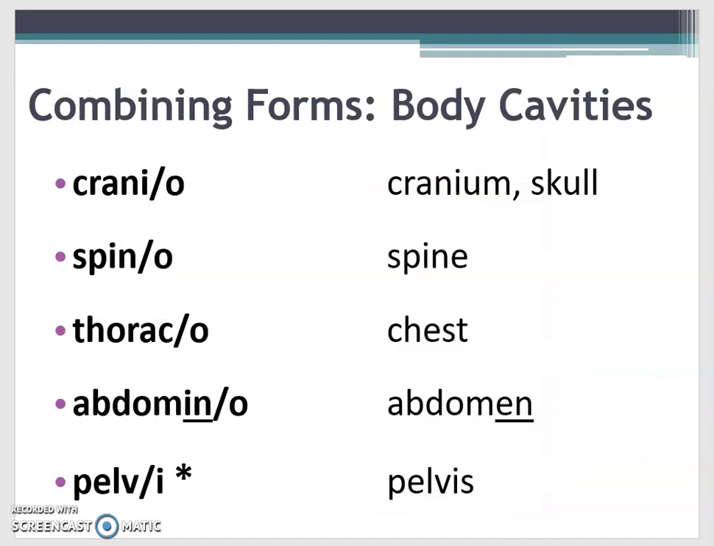Our combining forms in dealing with body cavities are cranio, which means cranium or skull, spino, which refers to the spine, thoraco, which refers to the chest, abdomino, which refers to the abdomen, and pelvi, which is the combining form for pelvis. Two things I want you to note here.